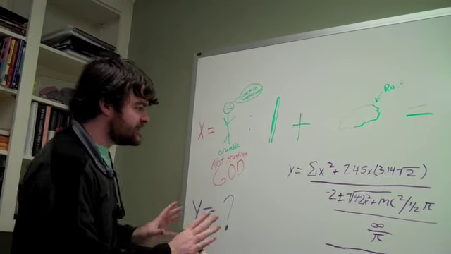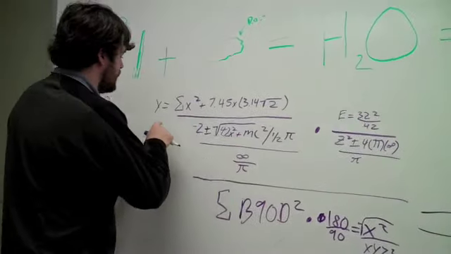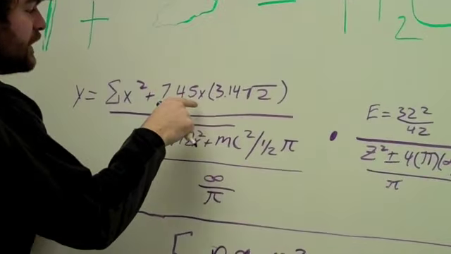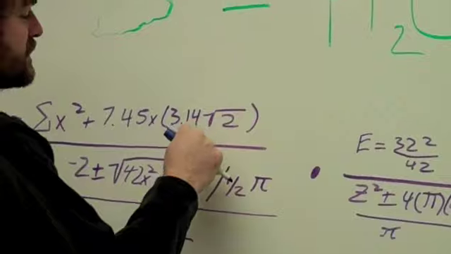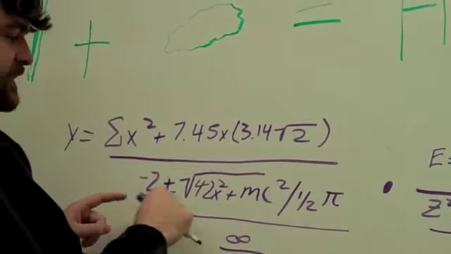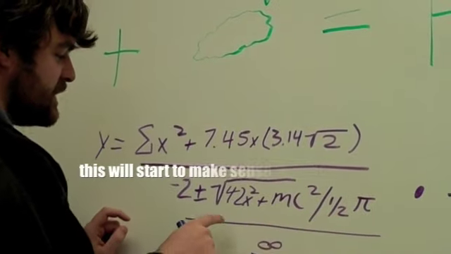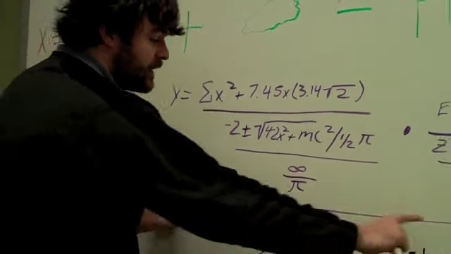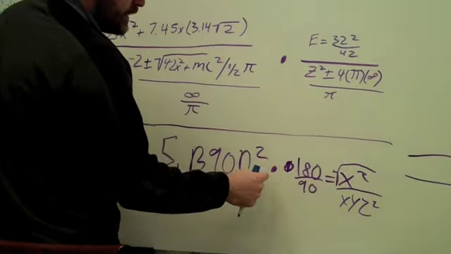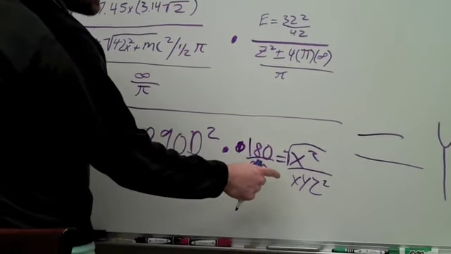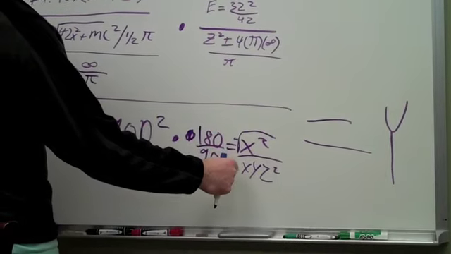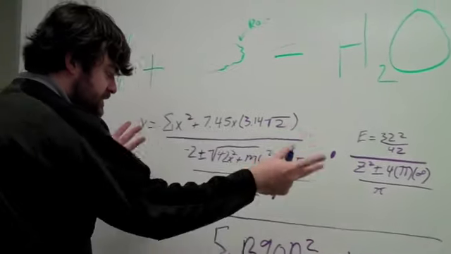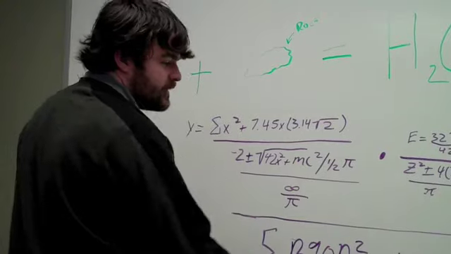So, now we take this huge equation right here. You get y, summation x squared plus 7.45, which is the circumference of the rock, times 3.14 square root of 2, all that. And then this other equation down here, with a couple of pi's in there, 42x, of course, and infinity over pi, and then you divide all of that by the summation of b90d2, or d squared, times 180 divided by 90 equals the square root of x squared, xyz squared, and then you multiply this top part by that, then divide. So there's this big crazy thing going on here, but that equals y.